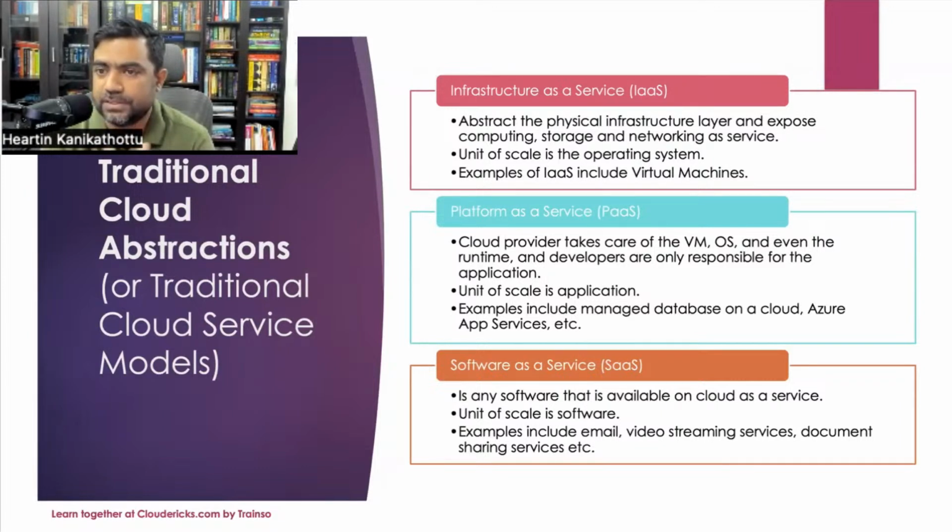What do you mean by infrastructure as a service? When you say infrastructure as a service, it abstracts away all the physical infrastructure layer and exposes computing, storage, and networking as a service. So now you understand why we learned about the parts of a computer, right? These things such as CPU, which comes under computing, or storage, or networking, all these components of that computer that we learned about are now virtualized.